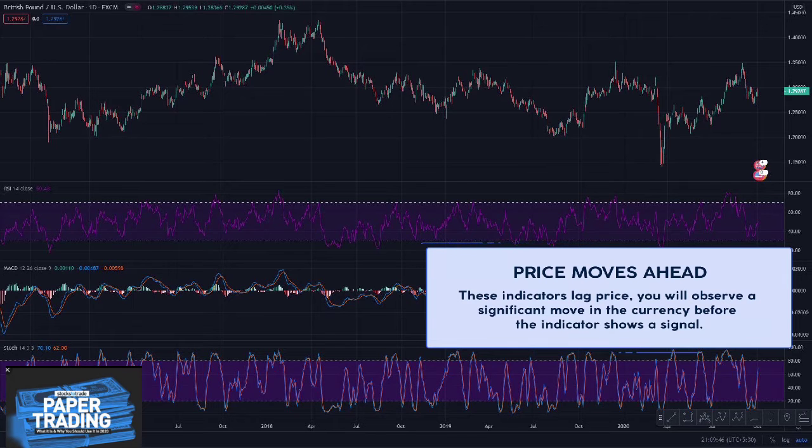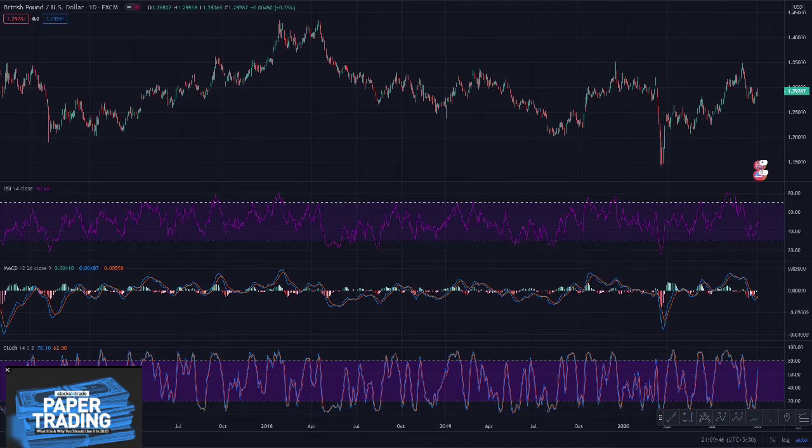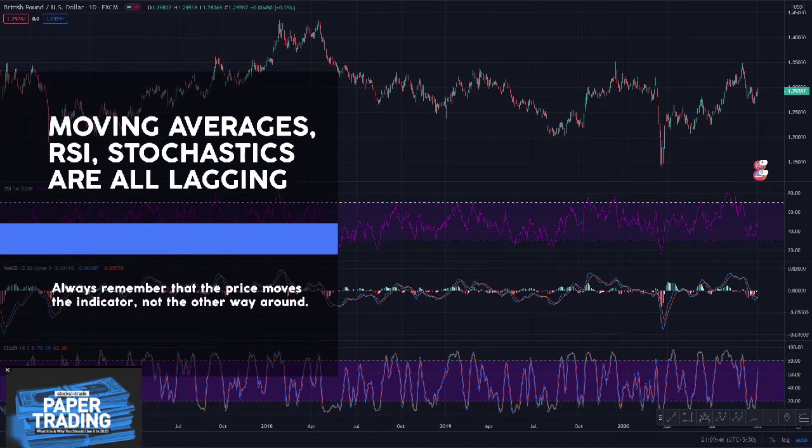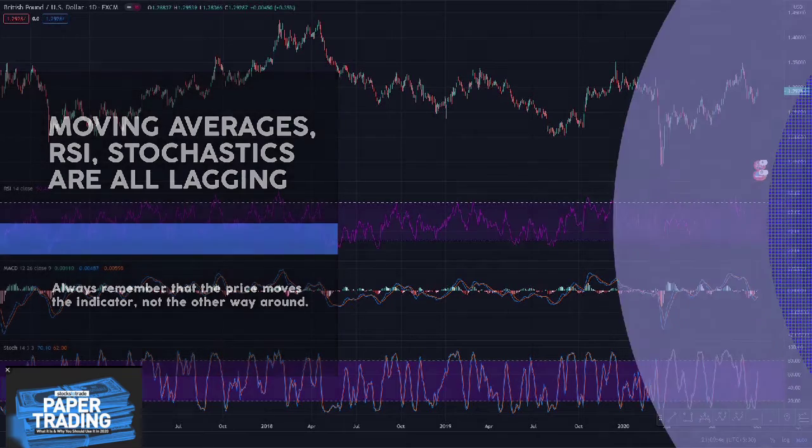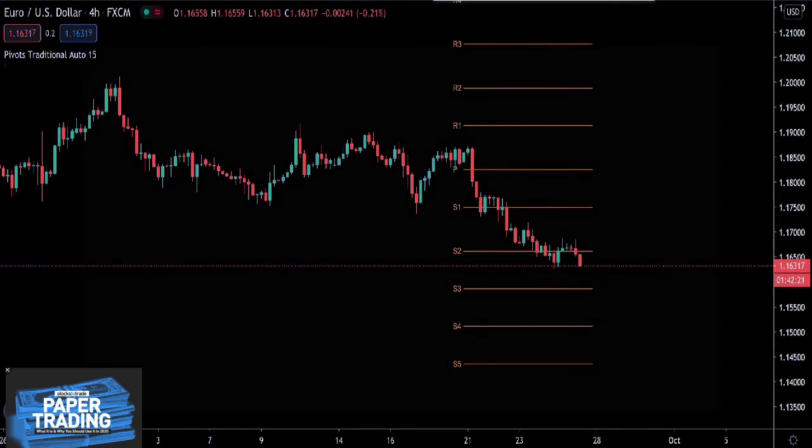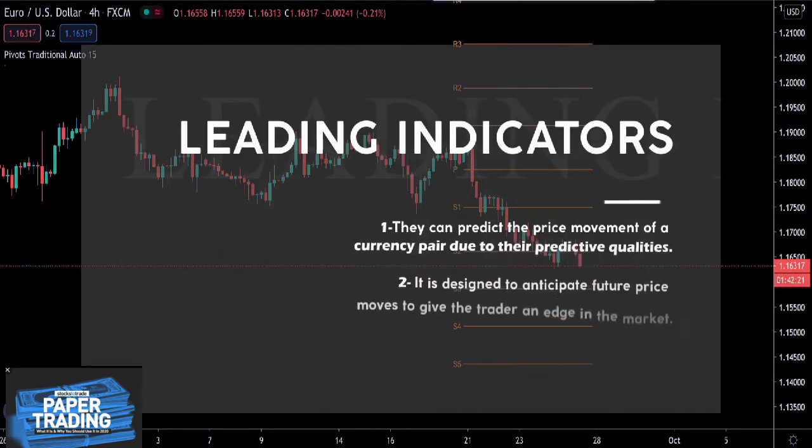The truth is that almost every technical indicator is a lagging indicator since it is derived from price. Moving averages, RSI and stochastics are all lagging. Always remember that the price moves the indicator, not the other way around. This is also why they look so good in hindsight when you examine them on the left side of a chart where the price has already unfolded.